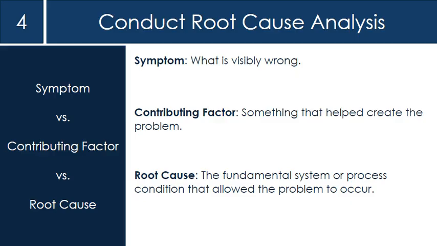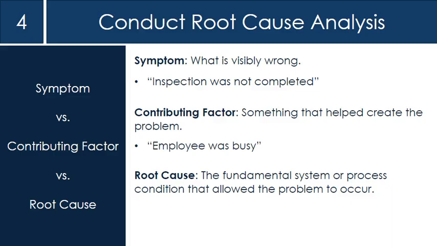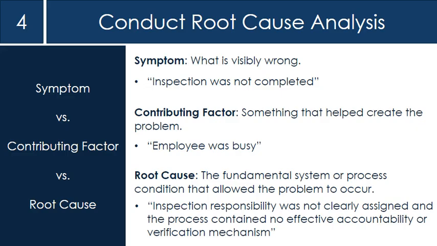An example for problems such as an employee failed to perform required inspection would be: here a symptom would be the inspection was not completed. A possible contributing factor is the employee was busy. And a possible root cause could be the inspection responsibility was not clearly assigned and the process contained no effective accountability or verification mechanism.